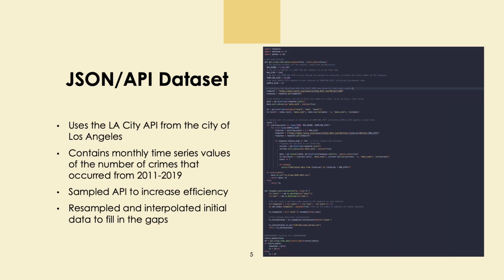The second dataset was the JSON or API dataset, and this uses the LA City API from the City of Los Angeles. This contains monthly time series values to be calculated from the number of crimes that occurred from 2011 to 2019. Since the dataset had a limit of 1,000 rows per request, as well as 2.5 million total rows, this made it very hard to gather all the data. To do this, we adopted a sampling approach and used resampling and interpolation to fill in the gaps.